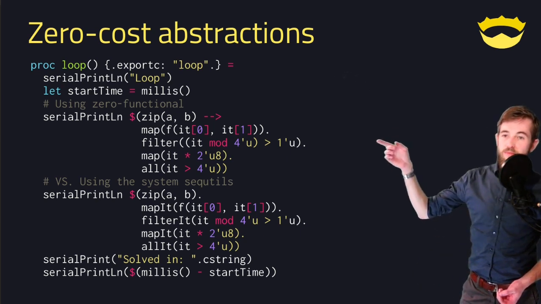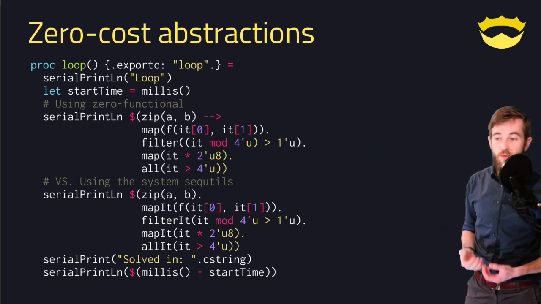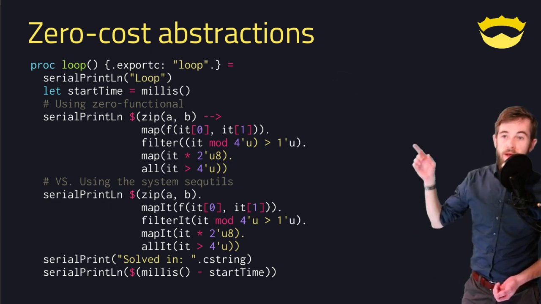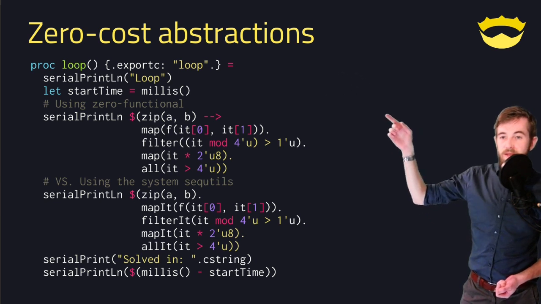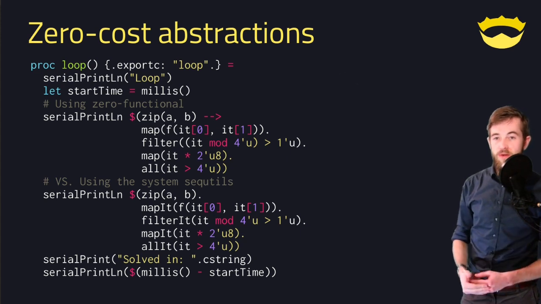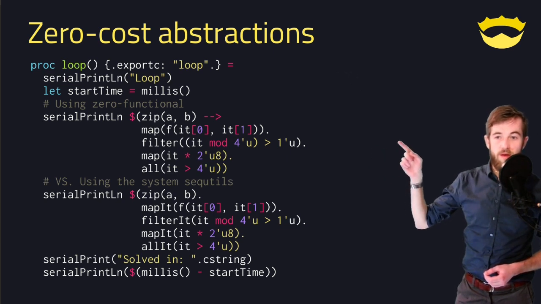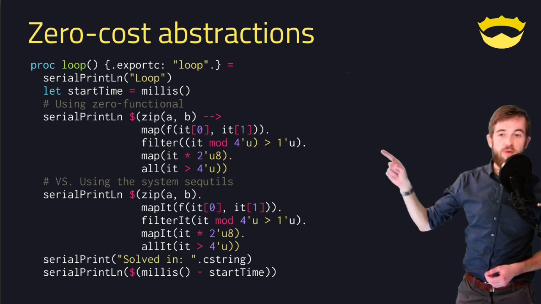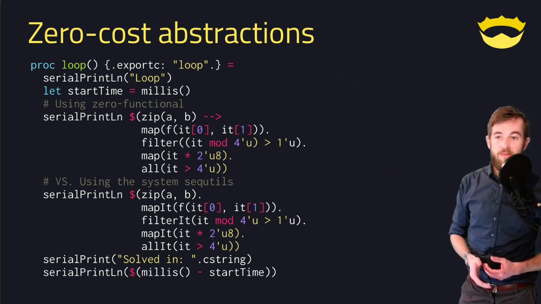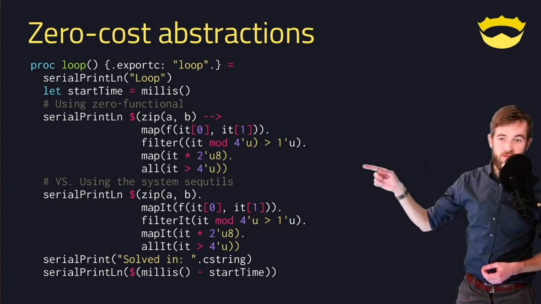I imported a library called Zero Functional, and Zero Functional isn't written specifically for microcontrollers. It's just a Nim library like any other Nim library. What it does is read this at compile time and convert it into imperative code. So the output of this looks pretty much like how you would do it yourself in imperative code. That means this has zero overhead in terms of creating these extra sequences.